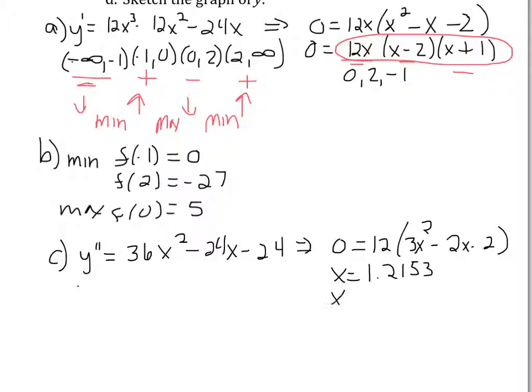x is equal to 1.2153 and x equal to negative 0.5486. Those are good decimal approximations for those. So those are going to be my zeros, or close approximations for those.